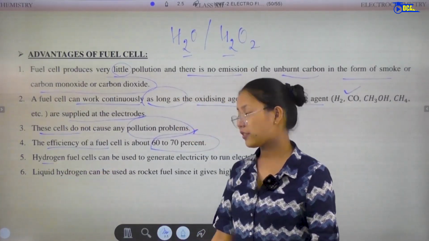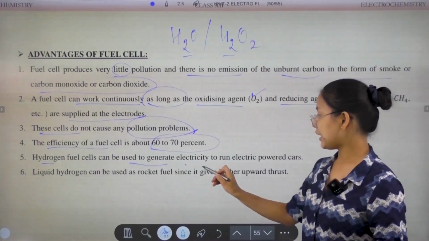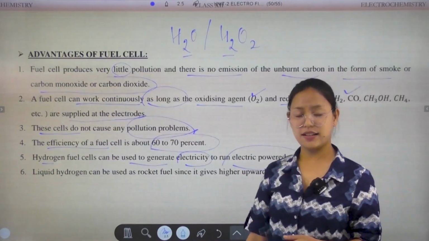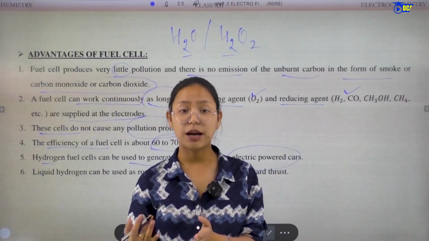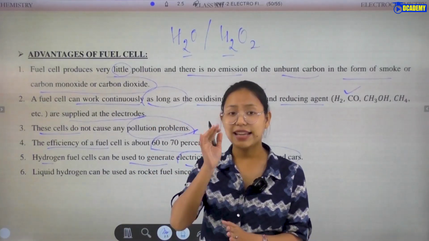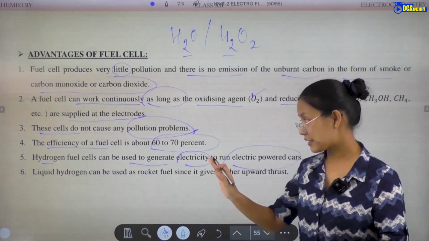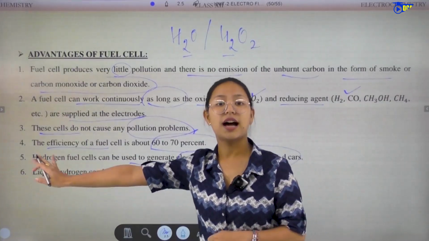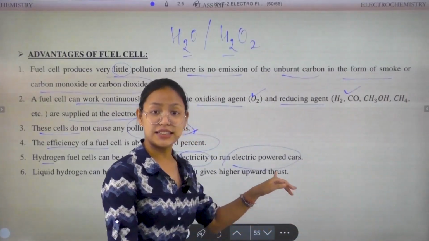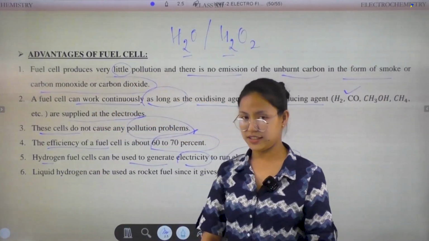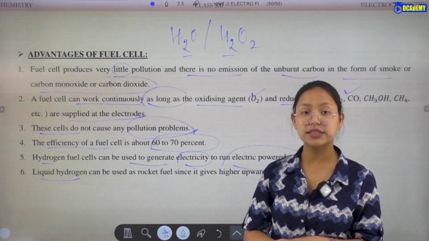Then point number 5, hydrogen fuel cell can be used to generate electricity to run electric powered cars. You might have heard about electric vehicles. Electric powered vehicle, electric powered cars run by the supply of the energy with the help of hydrogen fuel cell. And now this one is the liquid hydrogen, point number 6.